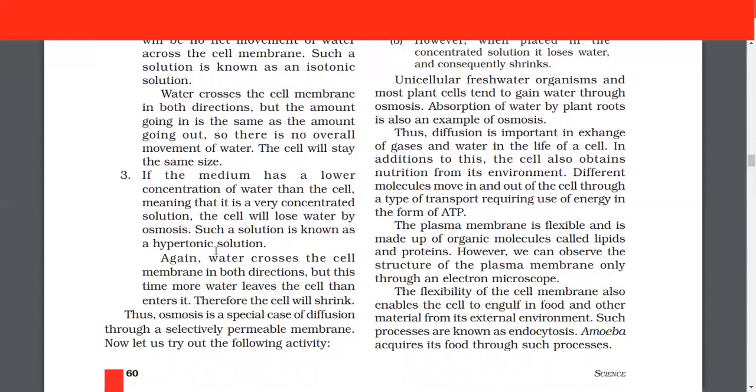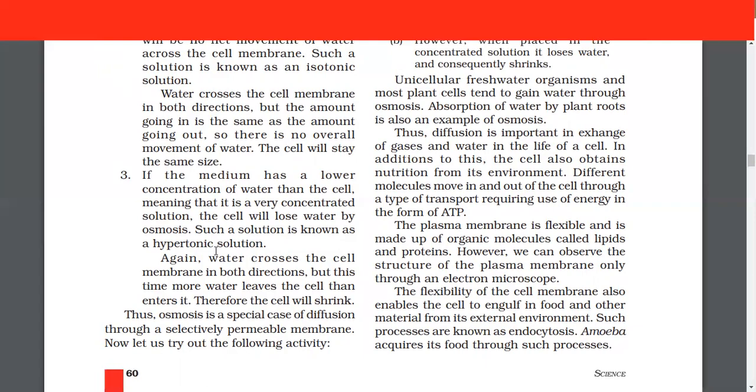If the medium has a lower concentration of water than the cell, meaning that it is a very concentrated solution, the cell will lose water by osmosis. Such a solution is known as a hypertonic solution. Again, water crosses the cell membrane in both directions, but this time more water leaves the cell than enters it. Therefore, the cell will shrink. Thus, osmosis is a special case of diffusion through a selectively permeable membrane.